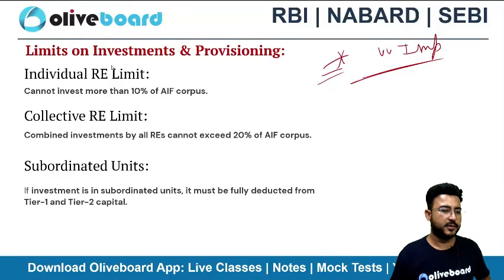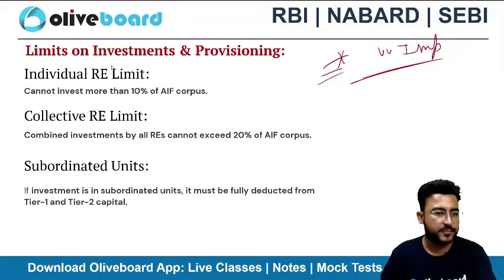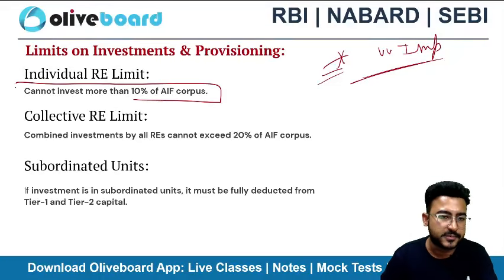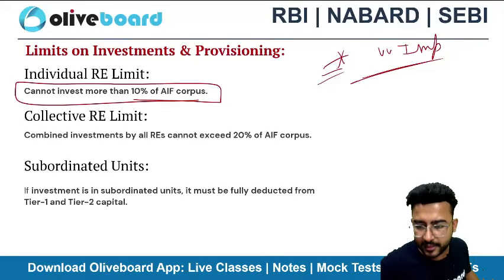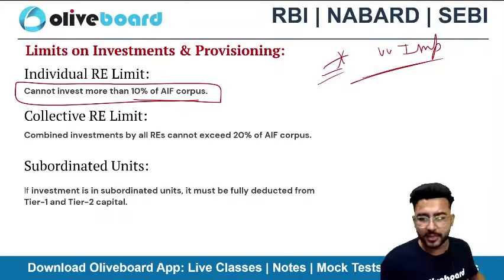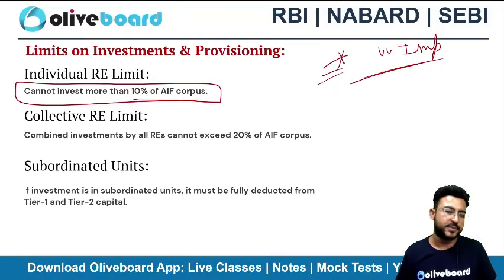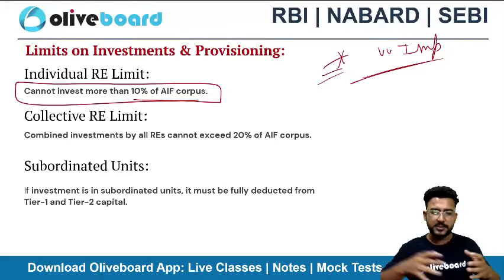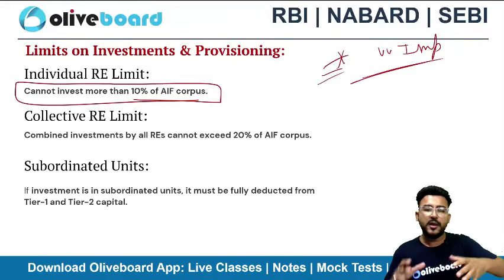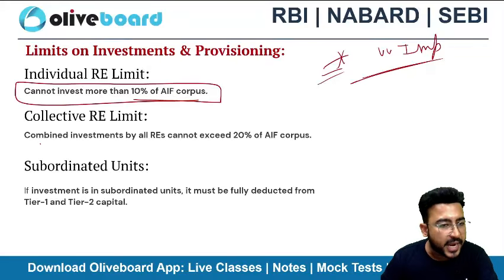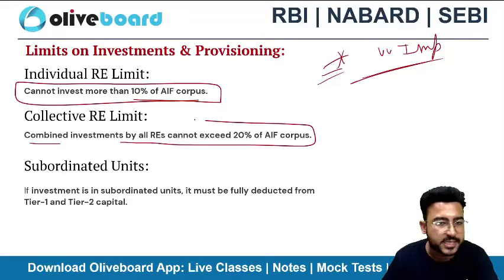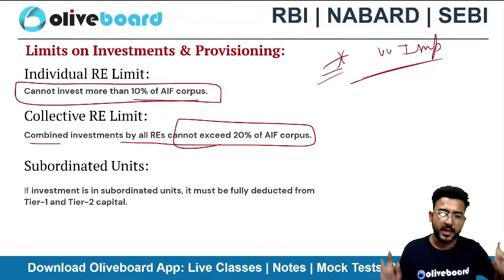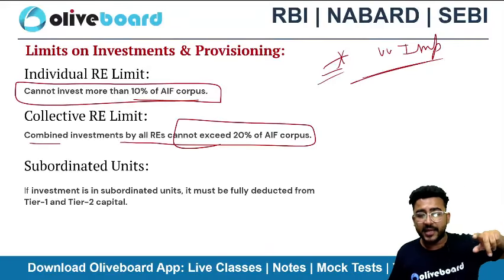Individual RE investment. HDFC Bank cannot invest more than 10% of the AIF corpus. That's a limit, 10% limit. I think Karam has already stated that limit earlier. Up to 10% is allowed. More than 10% is not allowed. Collective RE, let's suppose collectively HDFC Bank, Axis Bank, and 2-4 more banks are investing. Combined investment by all the REs cannot exceed 20% of the AIF corpus. 10% individually, combined RE 20%.